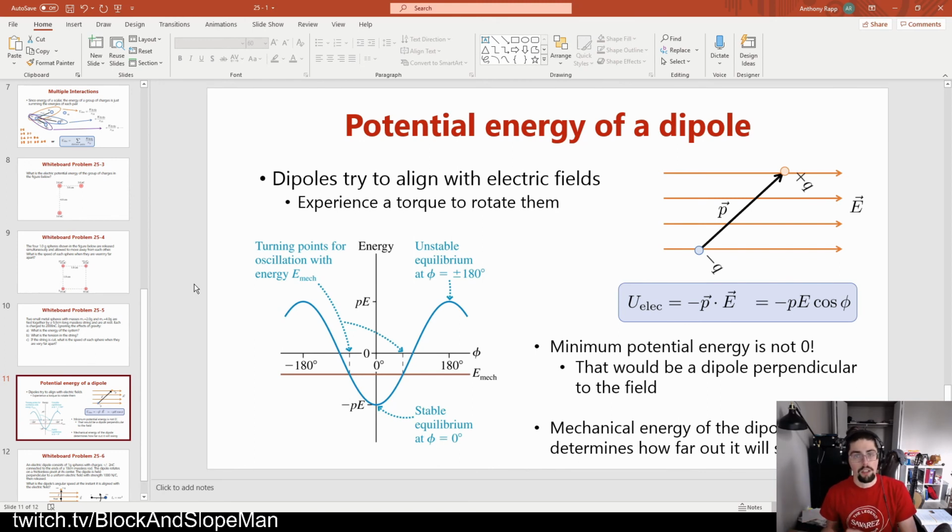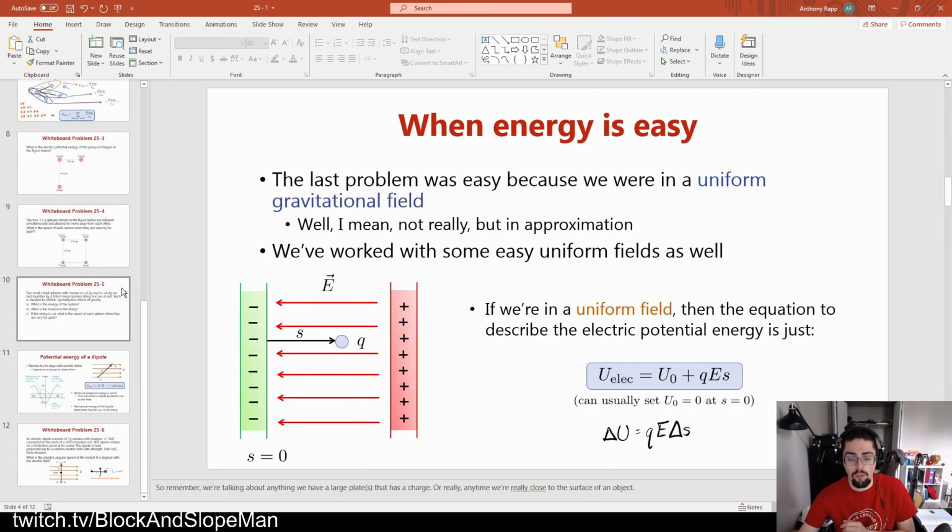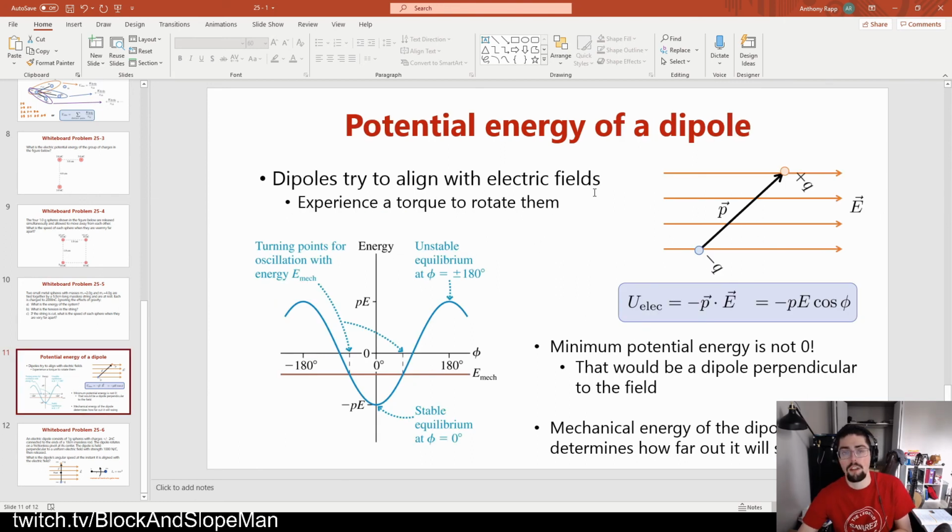Dipoles experience torque. Yes, of course, they don't want to be not aligned with the electric field. We've seen that a couple times at this point. But they also will experience a potential energy, right? Because think about this. If they're in a uniform field like this, and this is a uniform field specific thing, the positive charge, just like way back up here, wants to go towards wherever the negative stuff is. The negative charge wants to go towards wherever the positive stuff is. So if they're anywhere other than aligned with the electric field, they don't really want to be there. They want to be aligned with the electric field.